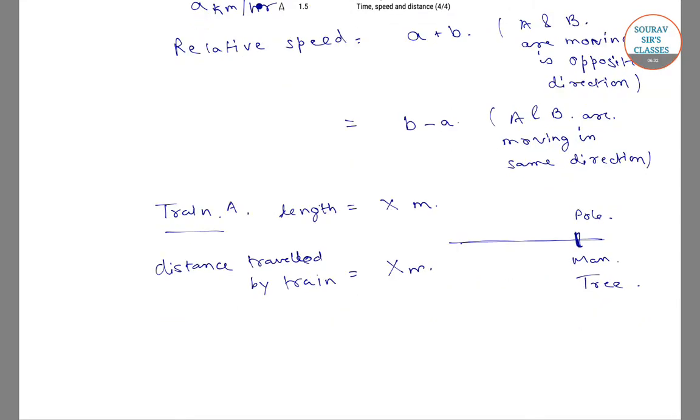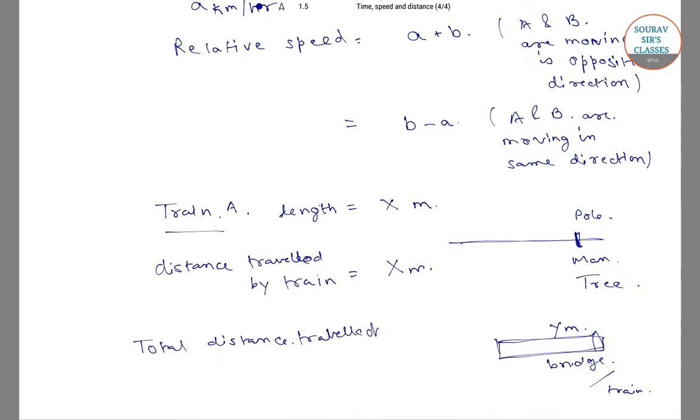Now suppose a train passes a stationary object, say a bridge, platform, or another train, whether it's stationary or moving, and suppose that particular bridge or train or platform, whatever it is, has the length of y meters, then the total distance travelled by the train is given by x plus y meters.